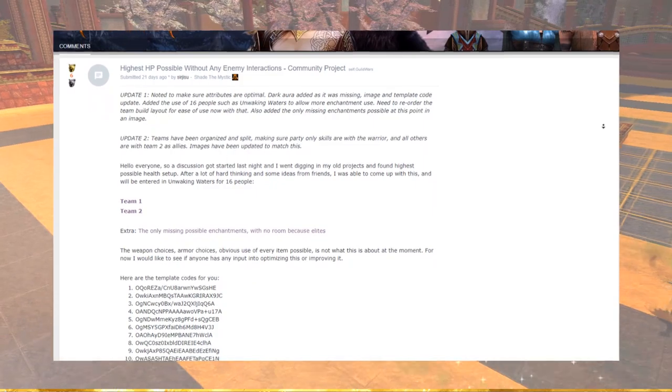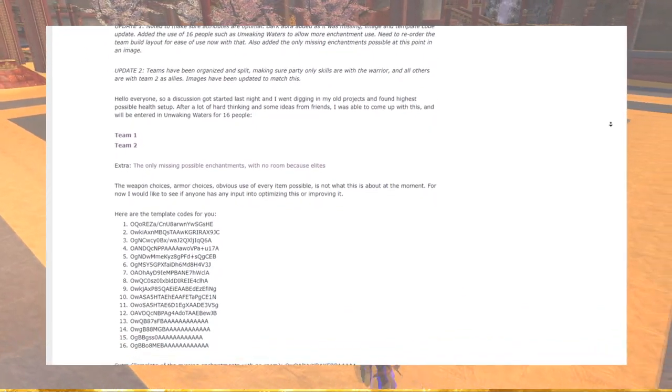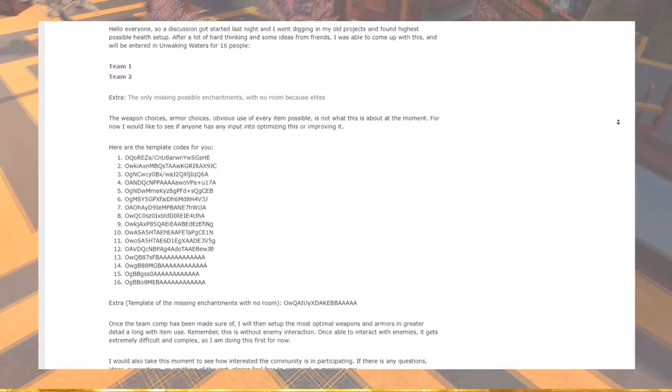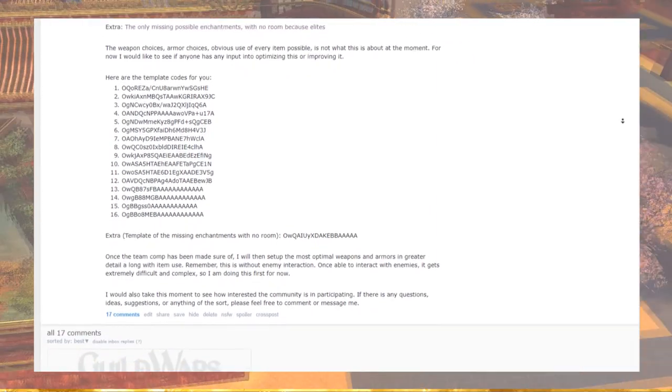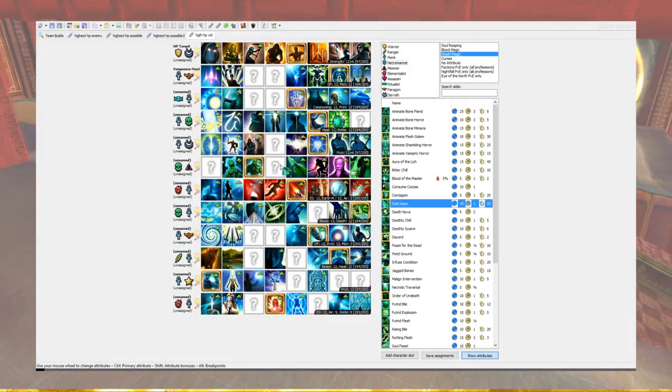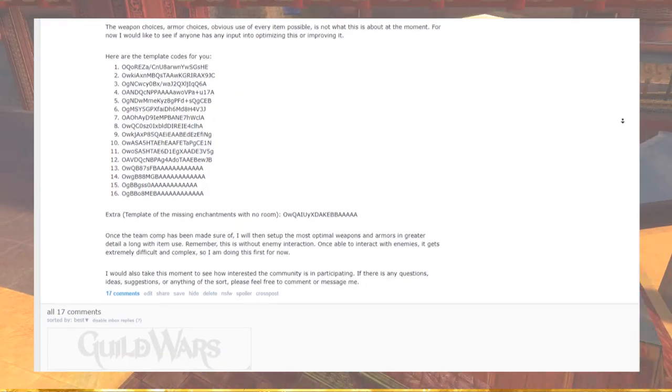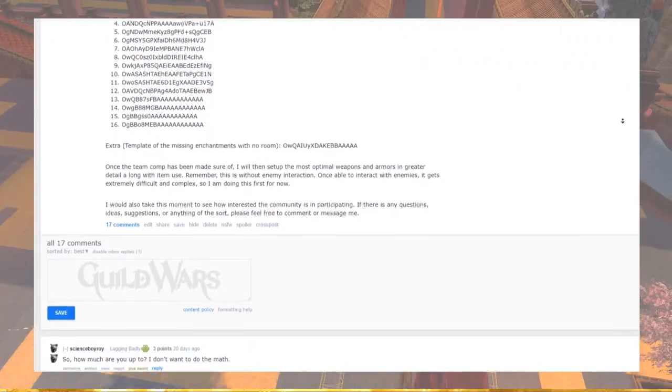I then made a post on Reddit. A few people started looking at it and suggested some things. Turns out I missed an enchantment. Let's not talk about it. It happens. After that, I went back and made sure that I had everyone possible.